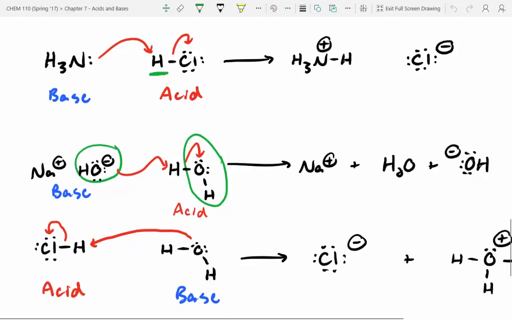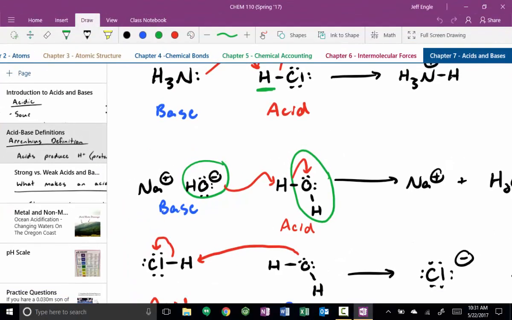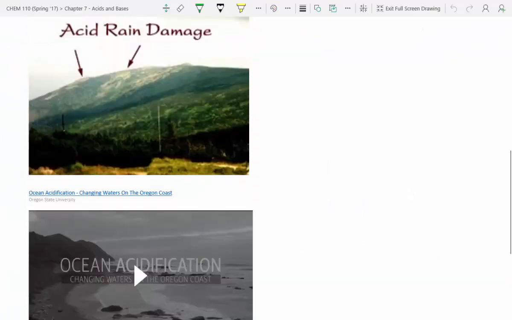And then we said, conversely, if you've got hydroxide, hydroxide can reach out and grab a proton off of water, and vice versa, water can act as a weak base and grab a proton off of an acid. So today we're going to extend that a little bit. And I've got a short video to show you guys too, because this is really relevant chemistry.